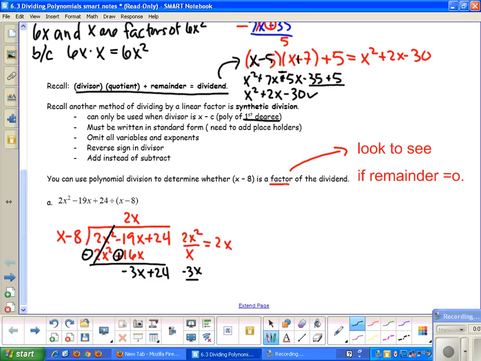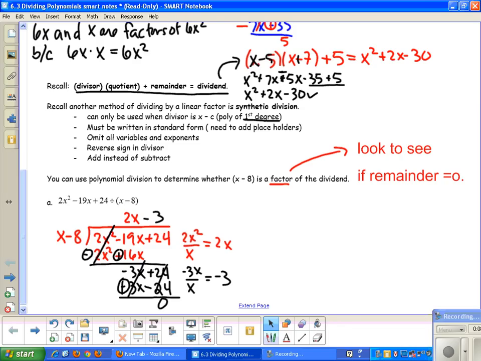Then do the same thing. Negative 3x, how many times does x go into it? Negative 3 times. So negative 3 times x is negative 3x. Negative 3 times negative 8 gives me 24. And then change the sign, so this would be plus, this would be minus. So this cancels out and this cancels out to leave me with a remainder of 0.